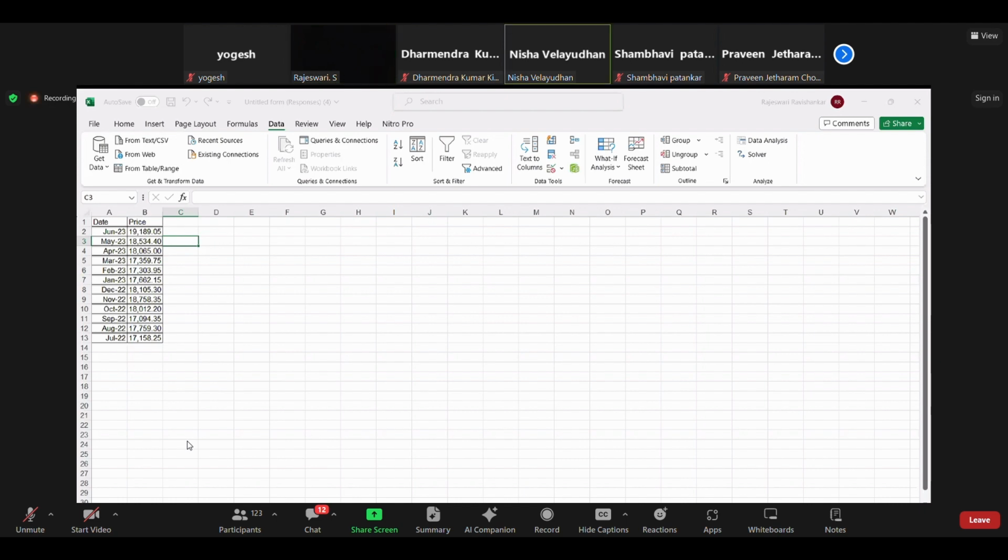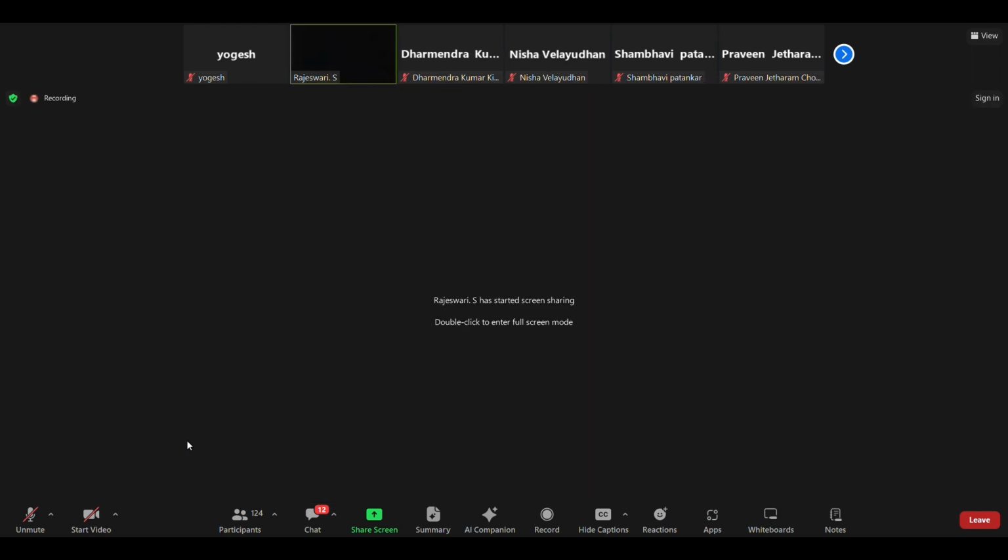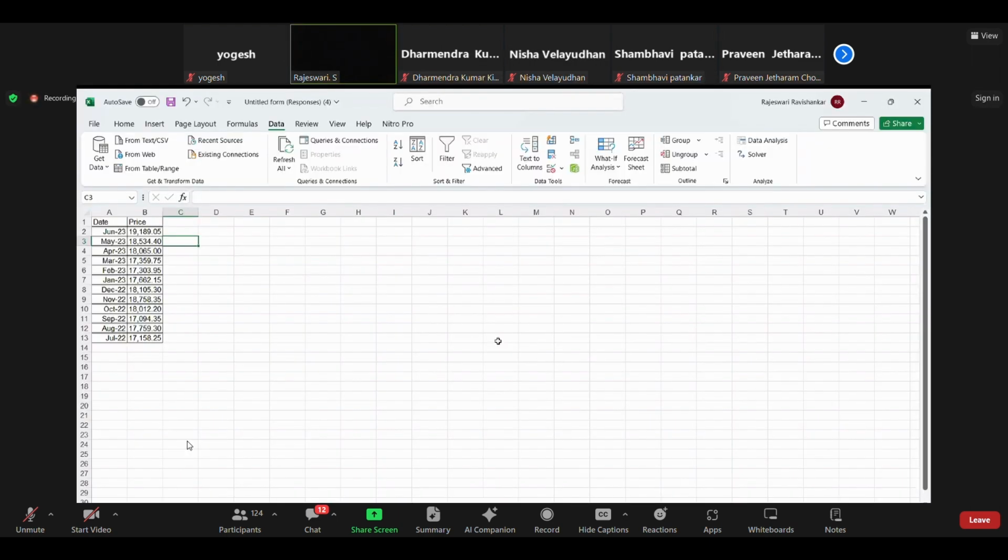Madam, we cannot see the sheet where you're You performing. cannot see the sheet. Yeah, yeah. Okay, then I'll do it early. One second. Now you can see the sheet. Yeah, I can see, we can see the sheet.